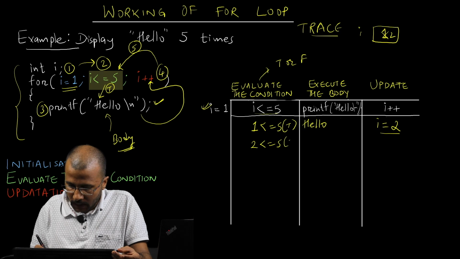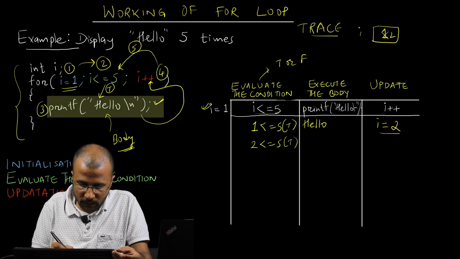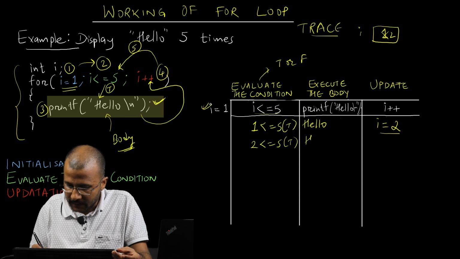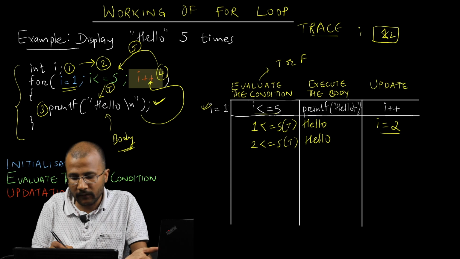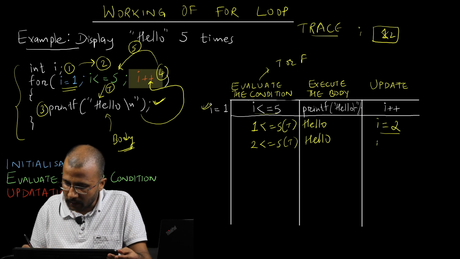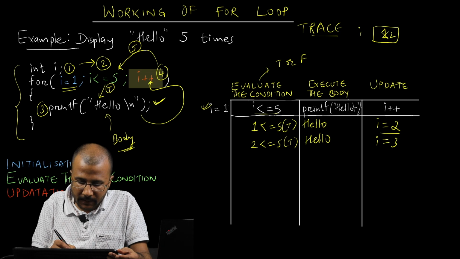It is true. So if this is true, you follow the path, you go inside the body and execute printf hello. So hello will be displayed on the screen. Then again you go to step number 4, you update the variable I. So I now becomes 3, incremented by 1, I becomes 3. After this you go to step number 5.